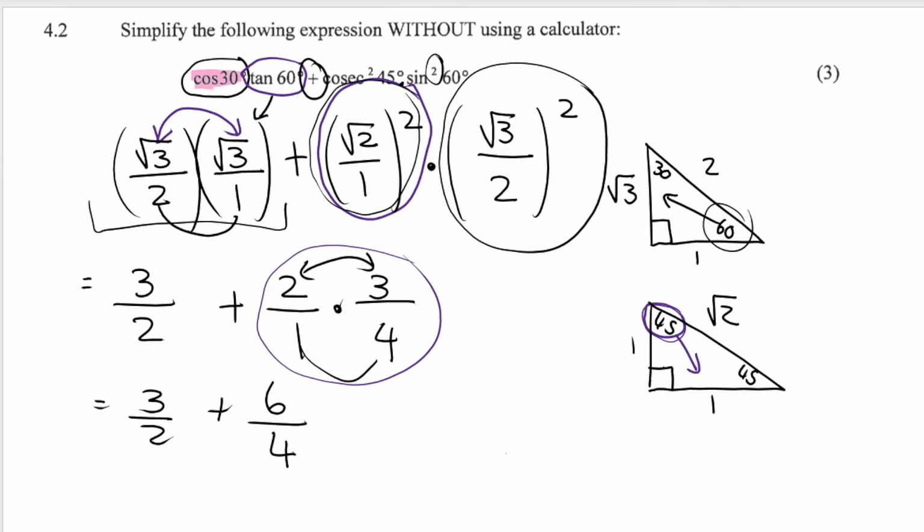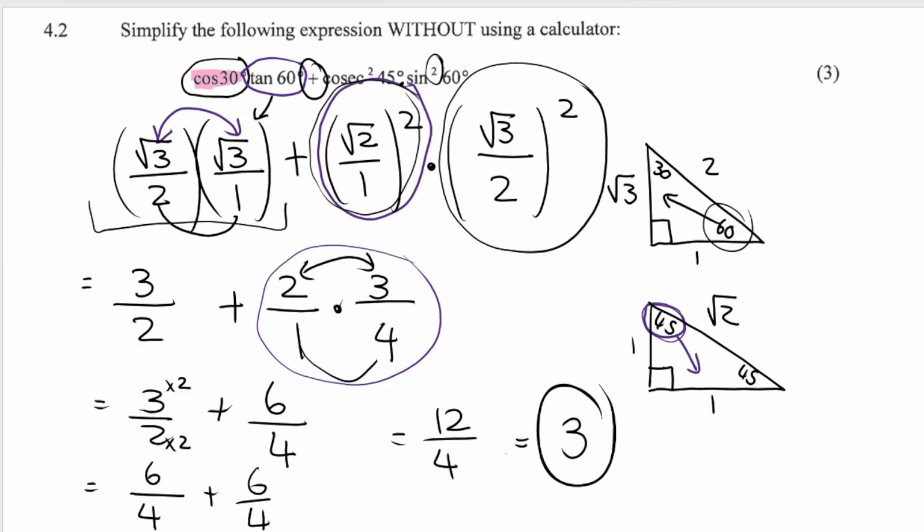Now technically without using calculators we have to get them over the same LCD. So I'm going to write this one over 4. You times the bottom by 2. You times the top by 2. So it's 6 over 4 plus 6 over 4, which is 12 over 4, which is 3. I really hope that that made sense. That was quite a lot. But basically break it down, do BODMAS, do each piece by piece, and then you'll get to your final answer.